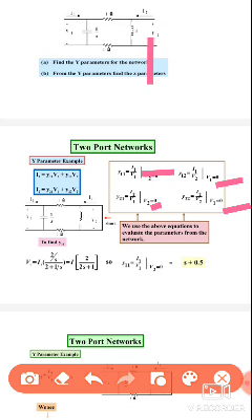First, to find Y11. Y11 means what? I1 by V1. So I1 is equal to Y11 into V1, or V1 is equal to I1 by Y11. So V1 is equal to I1 by 2 by S plus 2 by S, 2 plus 1 by S. Here 1 by S, 2 by S by 1 plus S. We can just substitute the equation values.